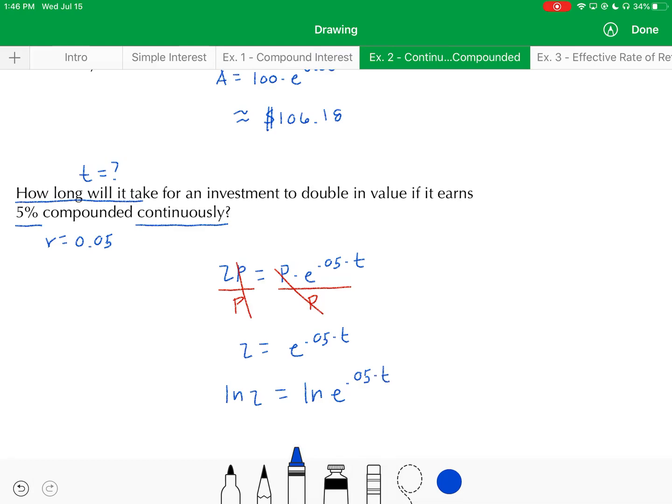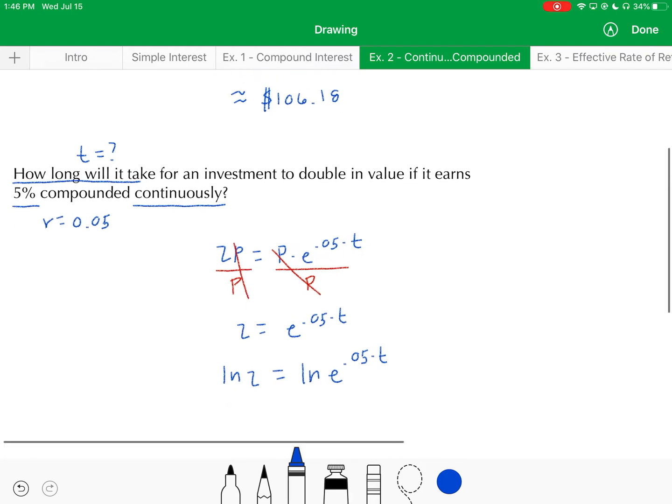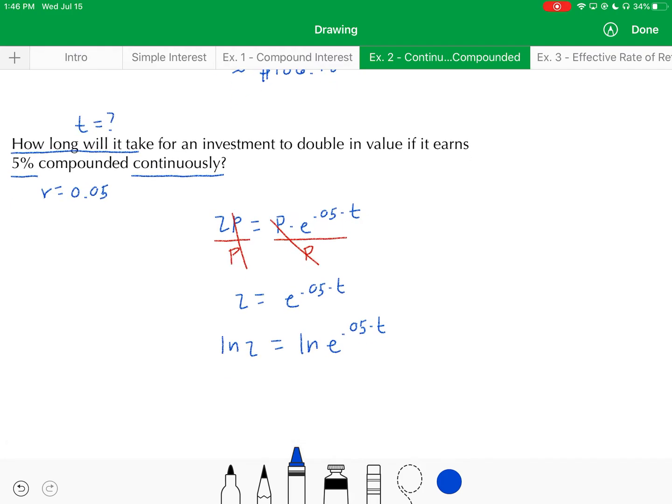Now the reason for that is because the natural log has a base of e, and recall we had a property that says log base a of a to the power of r equals r. Well, that's exactly what I have going on the right side of this equation. So I can say that the natural log of 2 is really just going to equal 0.05 times t here.